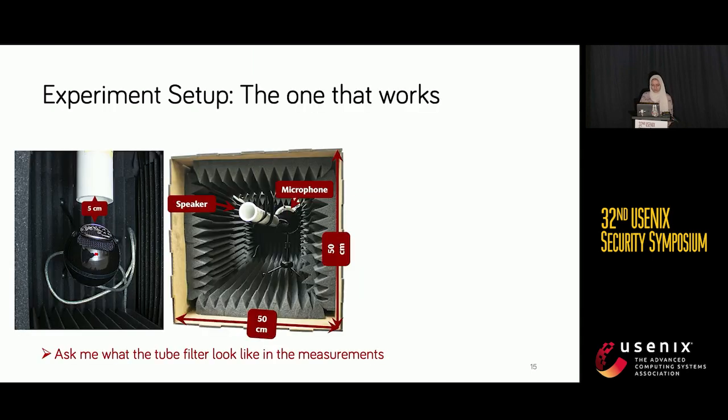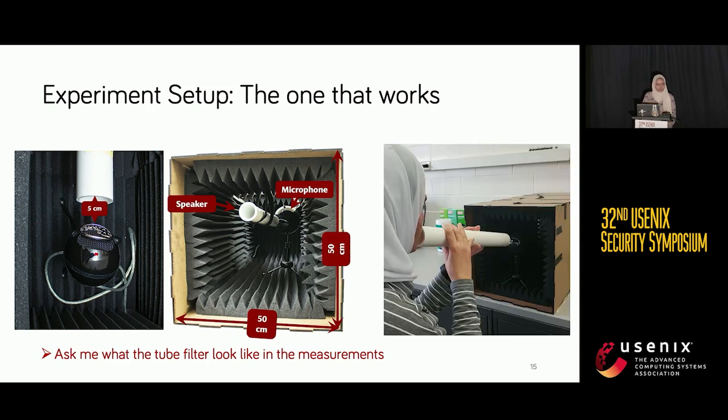For the one that worked, first we had to build a small acoustic chamber, which is the box shown in the image here. That box has sound absorbers inside of it to eliminate interference. And we used a smartphone for playing audio to, again, test the system at scale. And this is how a human would use it.